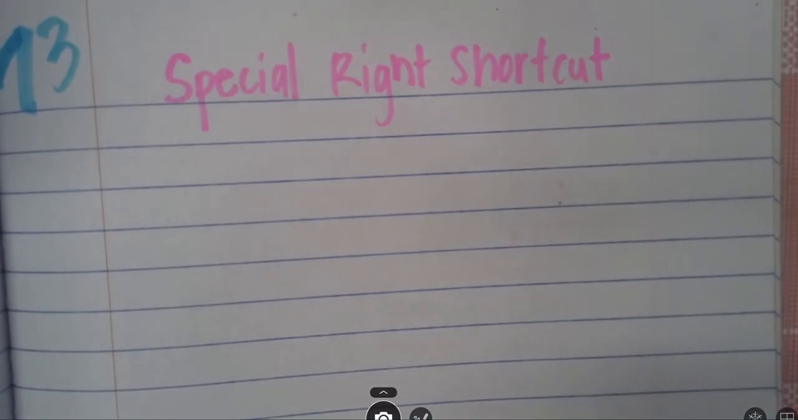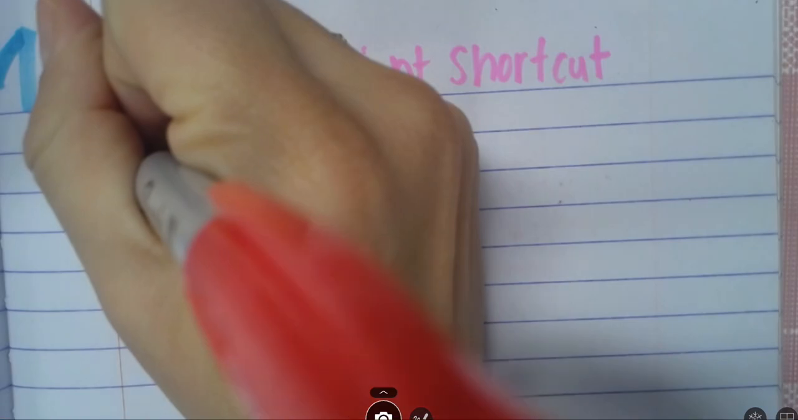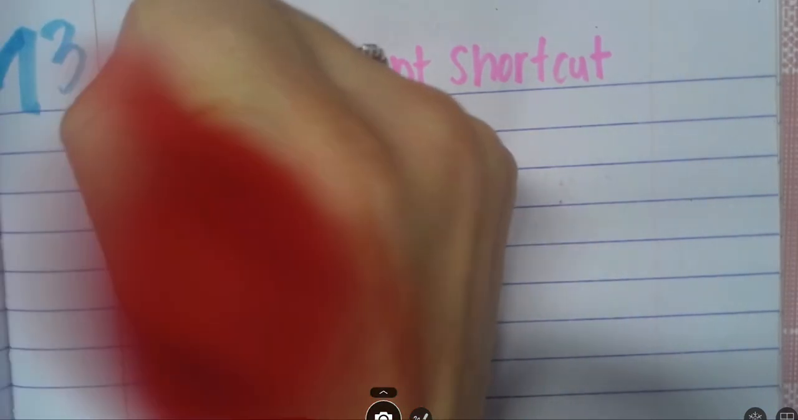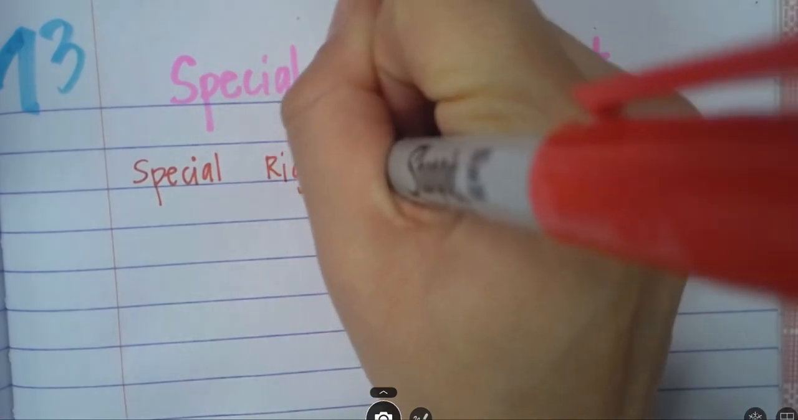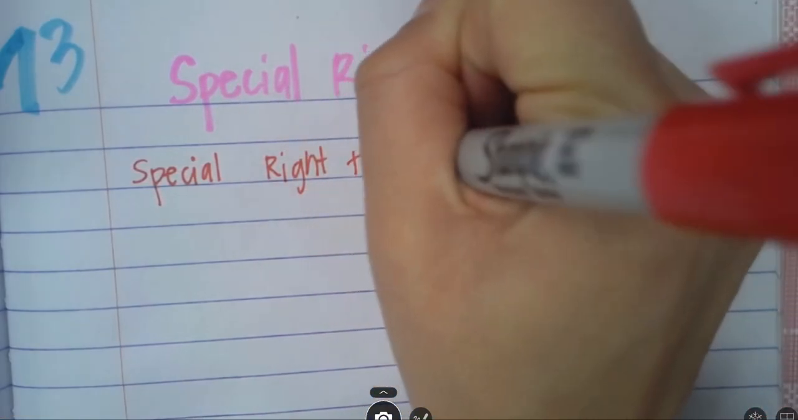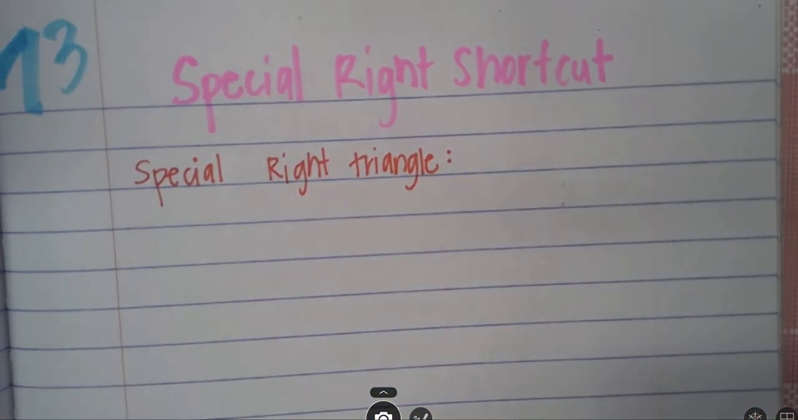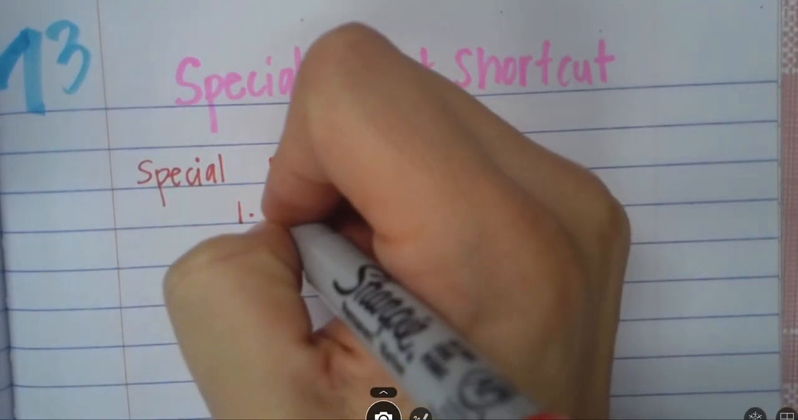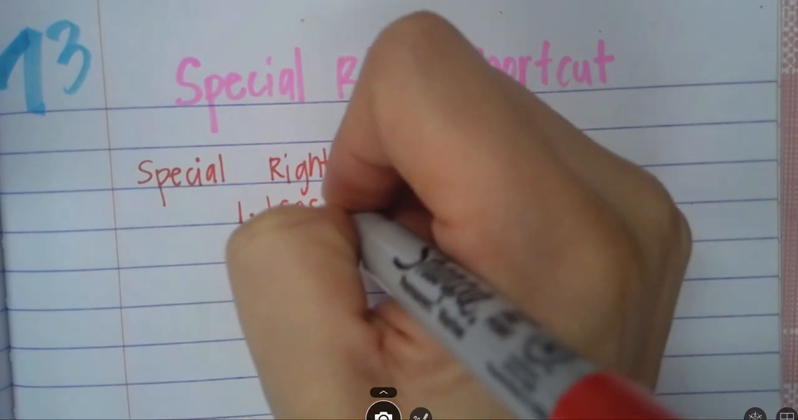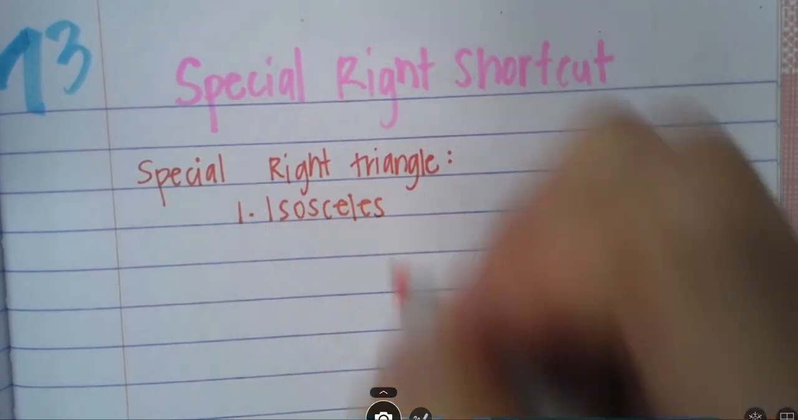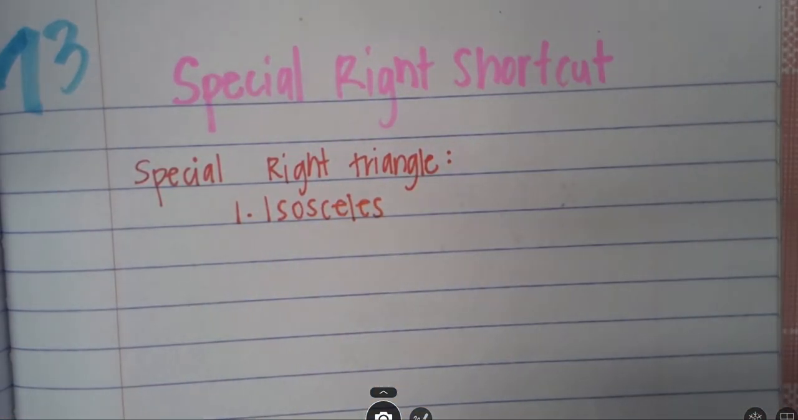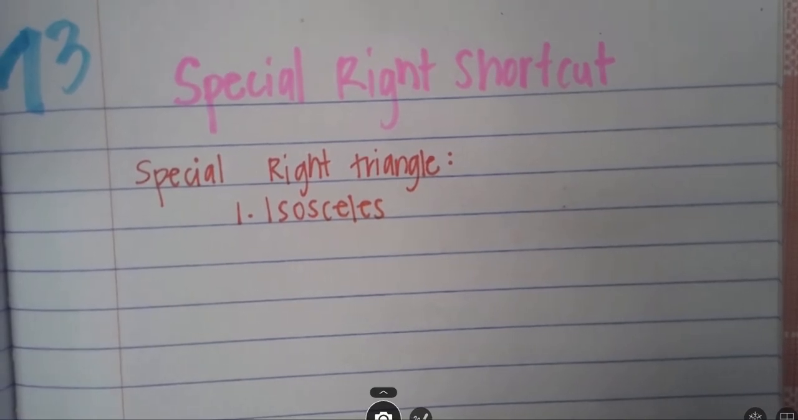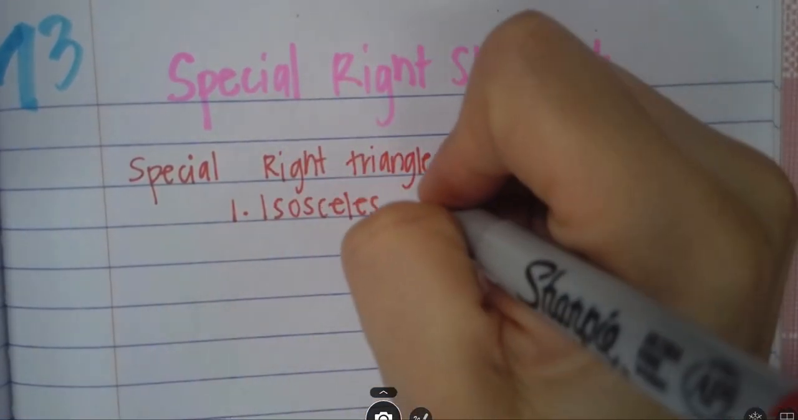Special right shortcut. This only works for special right triangles. So what do we mean when we say a special right triangle? It has to have two things. It has to be a right triangle first, and then it has to be an isosceles. So that means two sides and two angles are the same for a right triangle.